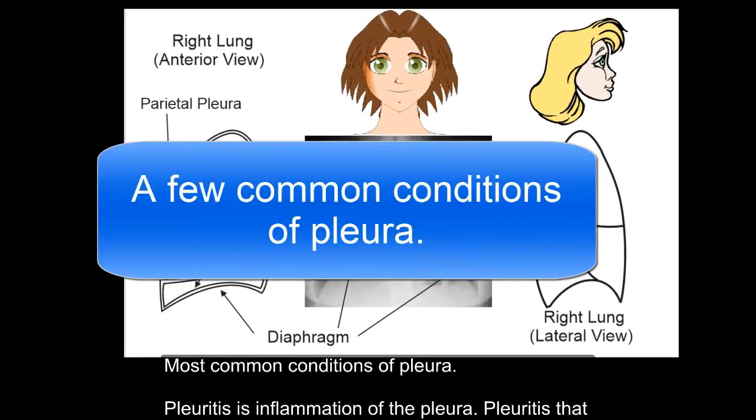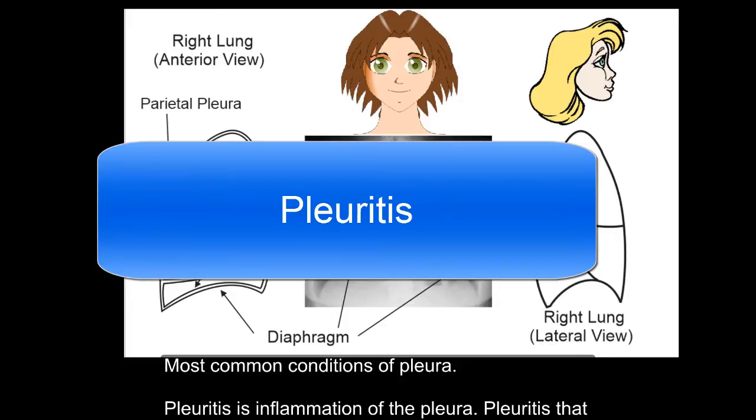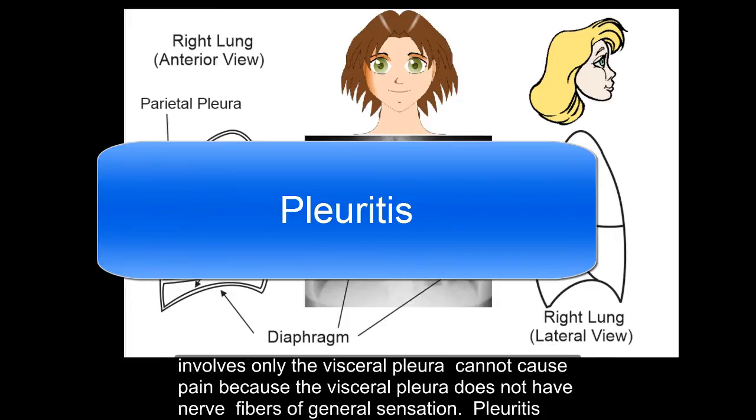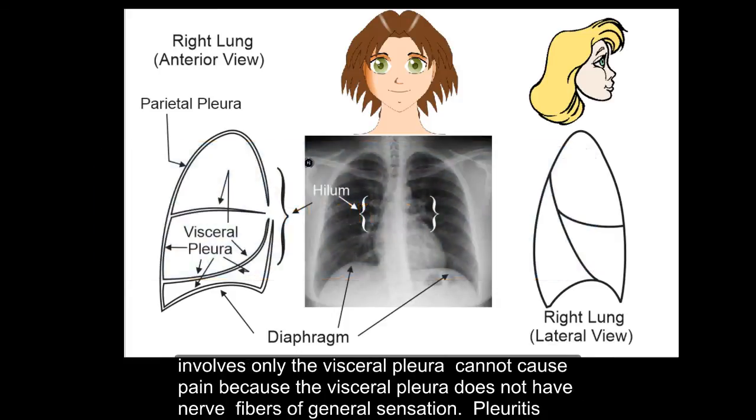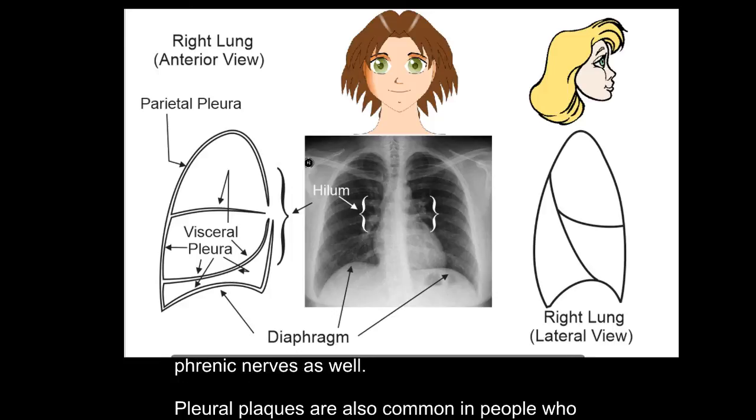Okay, just to finish the video, we want to discuss a few common conditions of pleura, only a few. So pleuritis. Pleuritis is the inflammation of the pleura. Pleuritis that involves only visceral pleura cannot cause pain because the visceral pleura does not have nerve fibers of general sensation. Pleuritis which involves the parietal pleura causes sharp local pain and referred pain because the parietal pleura is supplied with intercostal nerves and phrenic nerves as well.